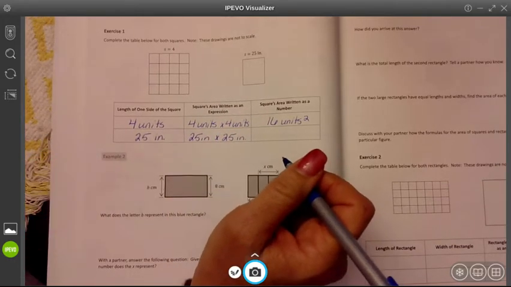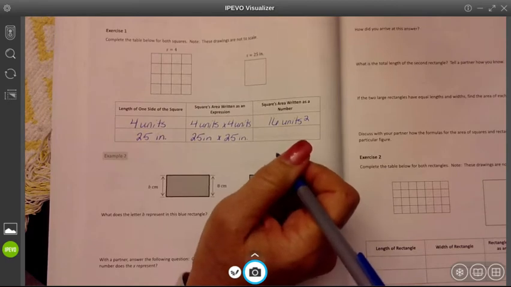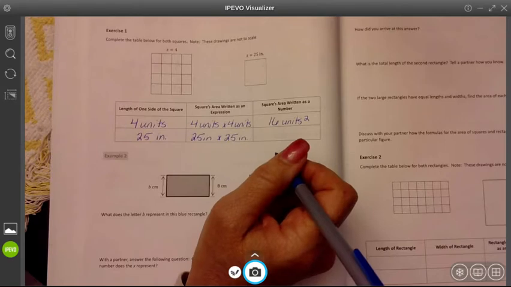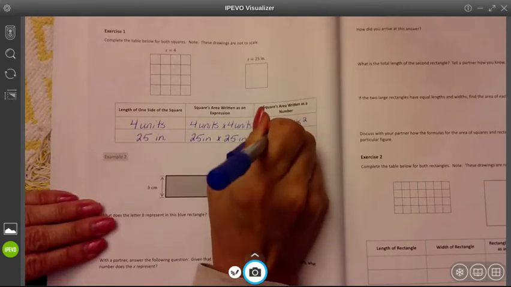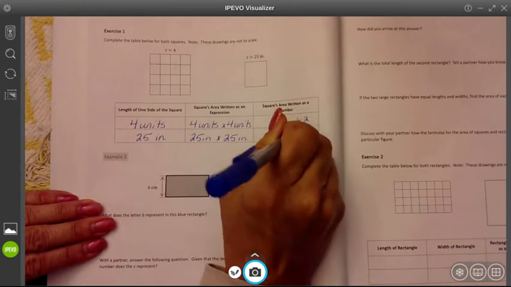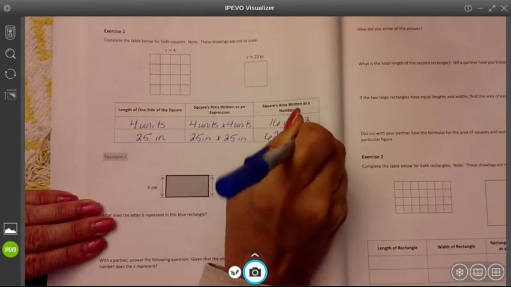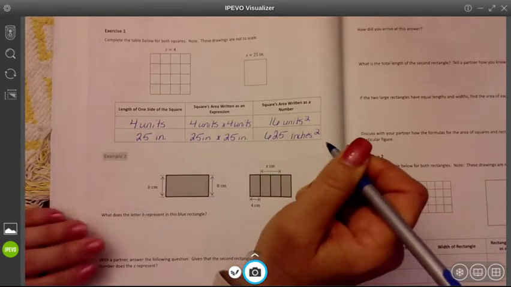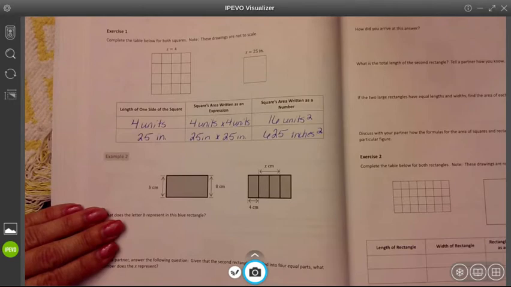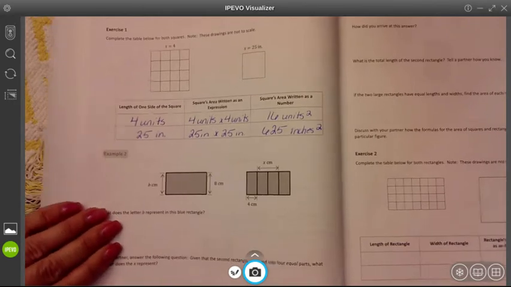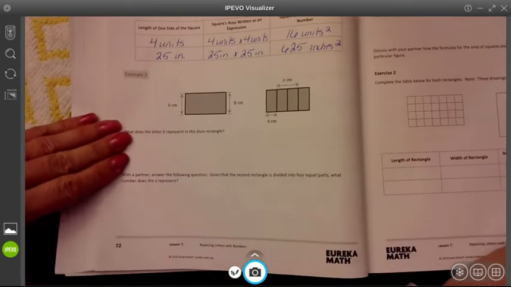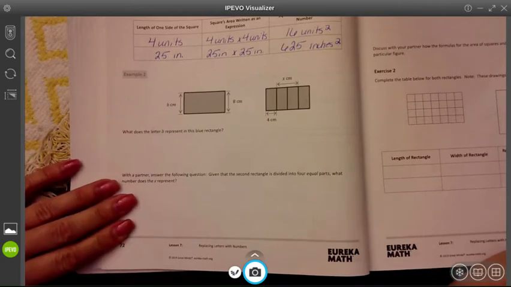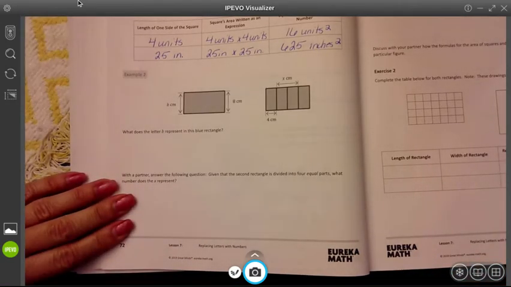Square's area written as a number, I'm going to use my calculator and do 25 times 25. And that would equal 625 inches squared, or square inches. Hopefully you all got the same answers I did. Now let's go down here to example 2.